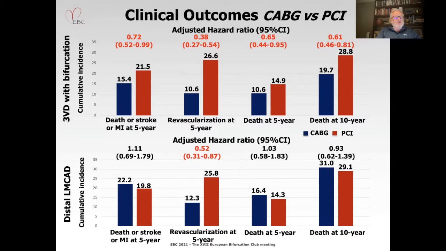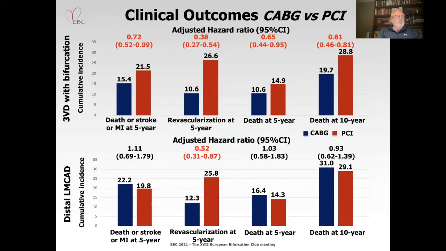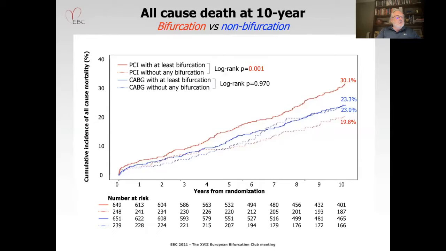28.8% of death in PCI versus 19.7% with CABG. In distal left main, there was only a difference in revascularization at 5 years and no difference in all-cause mortality at 10 years, 31% for surgery and 29.1% for PCI. The next slide shows all-cause death at 10 years, bifurcation in red versus non-bifurcation in blue.